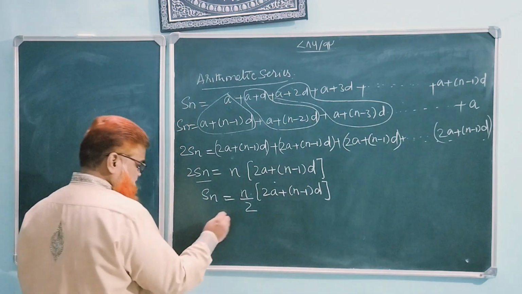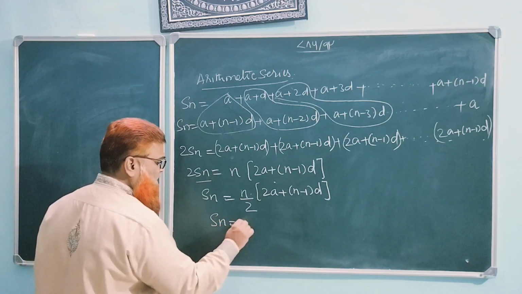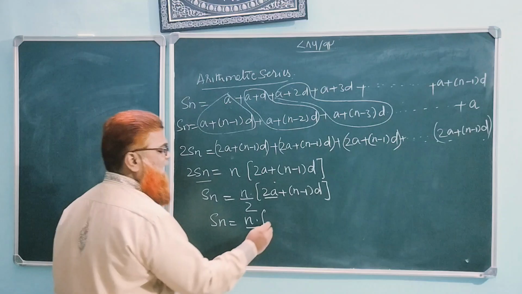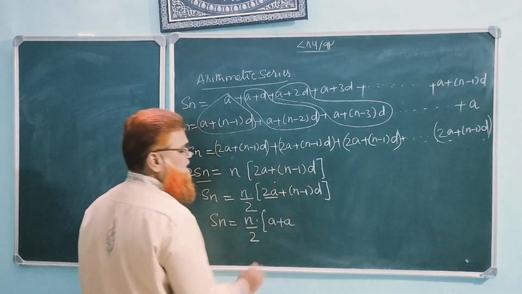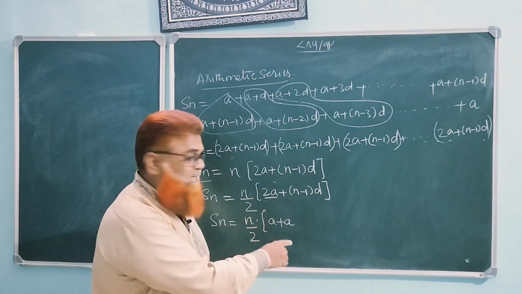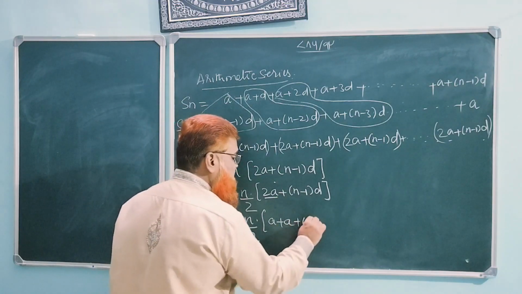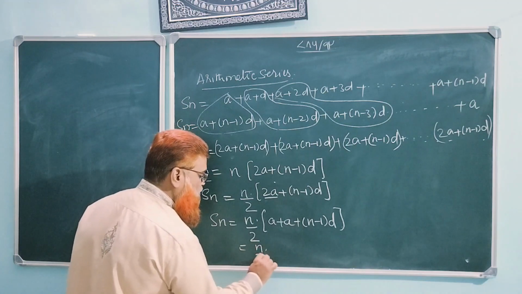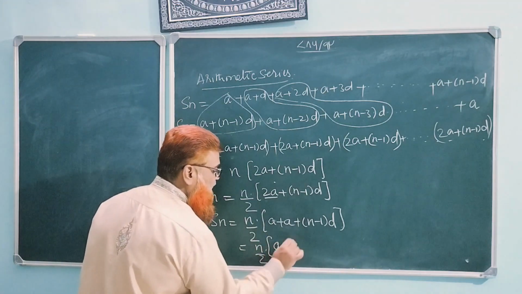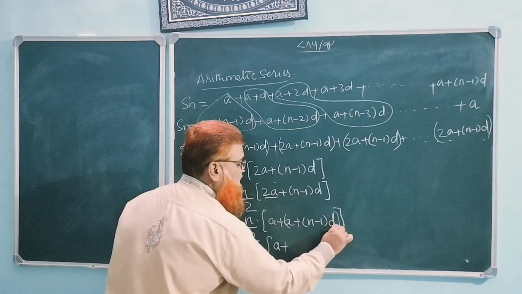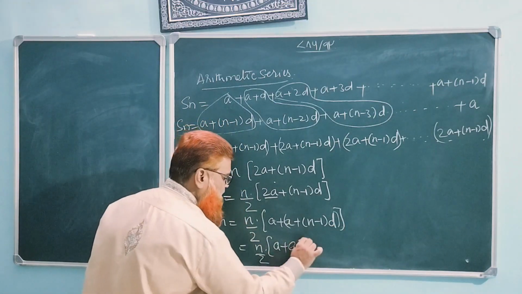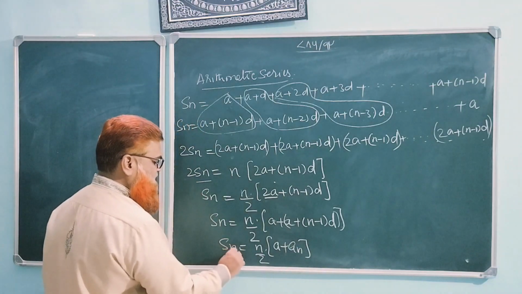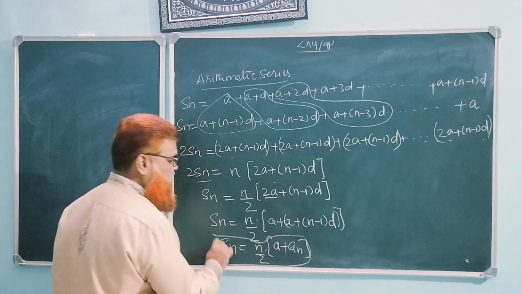So I am going to modify this a little in another way. n by 2, split this 2a as a plus a, alright, a plus (n minus 1) into d. What do you find, children? n by 2, this is a, and this a plus (n minus 1) into d is nothing but an. So n by 2 into (a plus an) is also a formula for Sn, right?